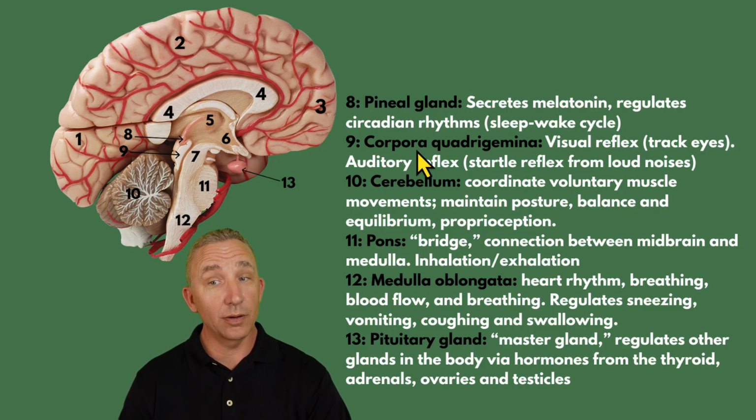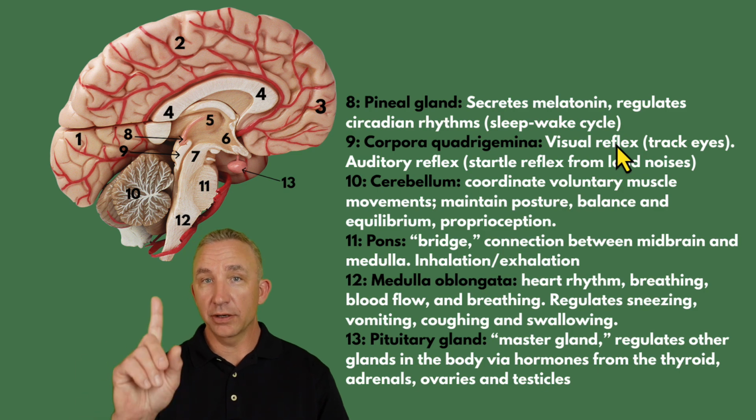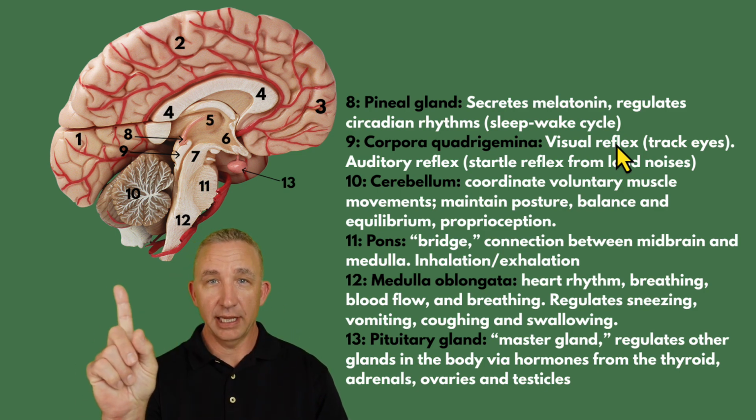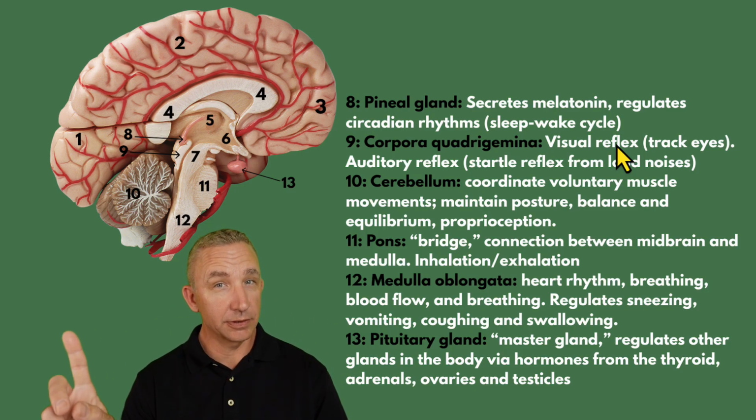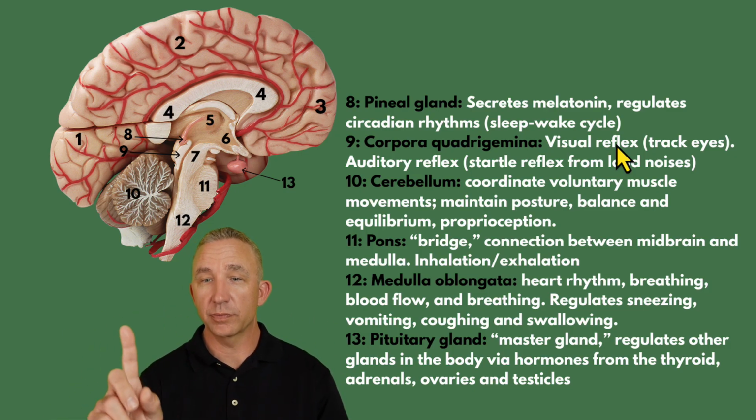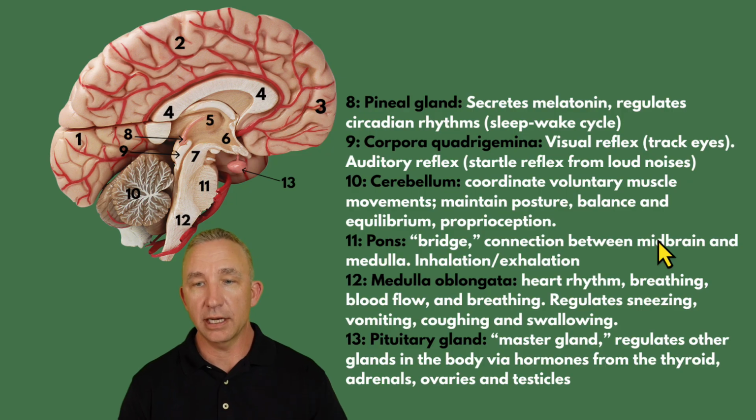Remember, corpora quadrigemina has our 2 superior colliculus on top and 2 inferior colliculus on bottom. It handles a couple things. One, when you go to the doctor, it's tracking your eyes. That's that visual reflex of being able to track something. So if you feel like you're watching for survival, you're hunting, that's your visual reflex. Your auditory reflex is that startle of a sound. So when something happens, what was that? What was that? That's the sensation of trying to interpret what was that startle reflex. Again, back to survival, understanding large sounds.